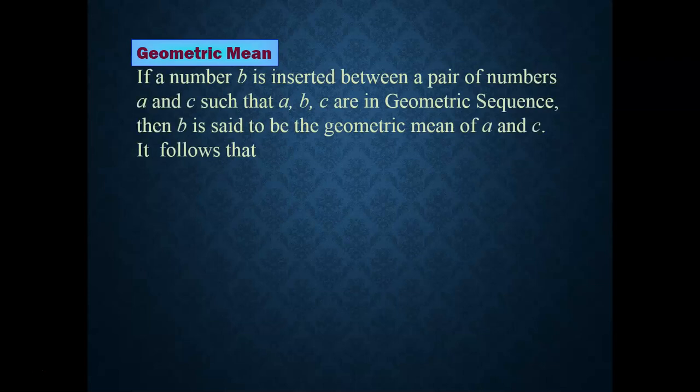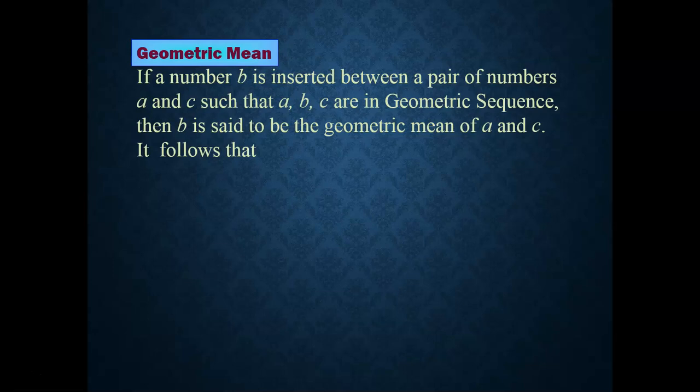Now, just like arithmetic, you have geometric mean. So if a number b is inserted between a pair of numbers a and c such that a, b, c are in geometric sequence, then b is said to be the geometric mean of a and c.